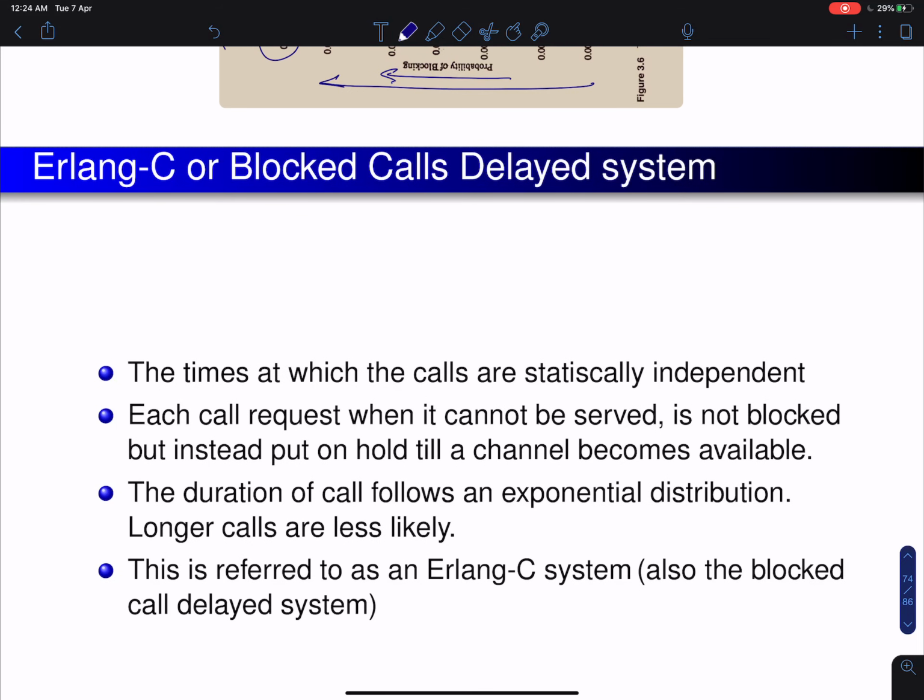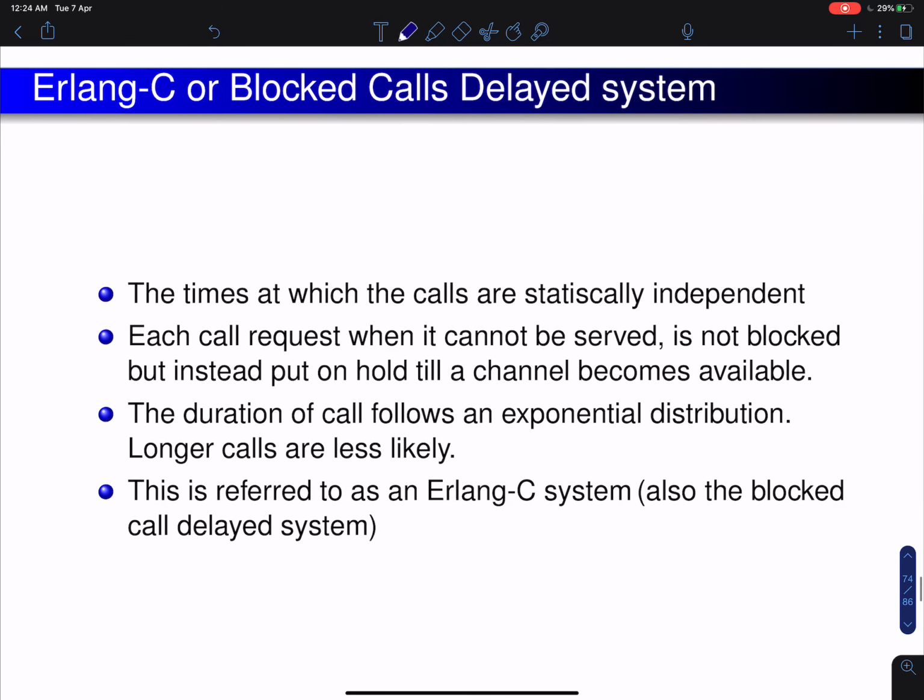The other way of characterizing how good the system can serve so many subscribers is called the Erlang C system, or blocked call delayed system. So when all the channels are occupied, you will not block your call, instead you will delay it, you will put it in a queue. After t seconds, if the channels are still occupied, then you will block it. So instead of immediately blocking it, you are going to block it after a delay t.